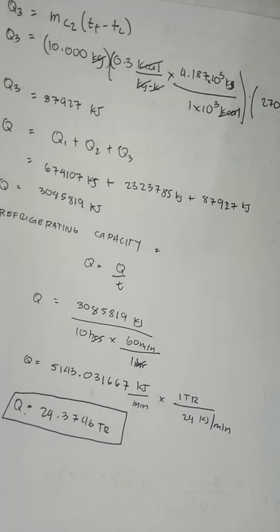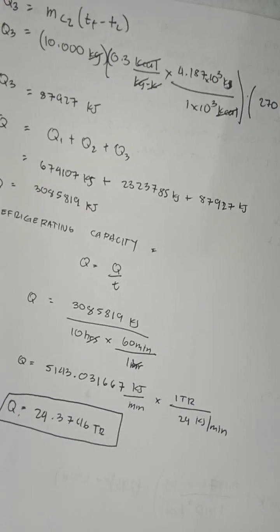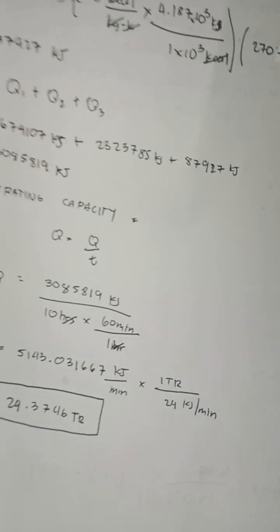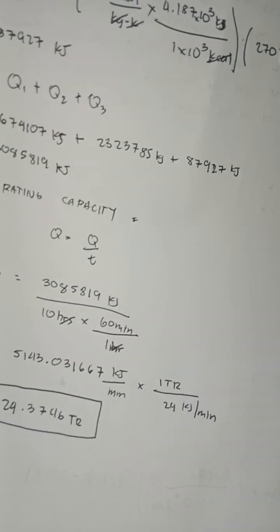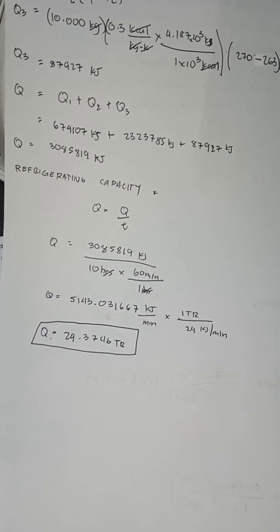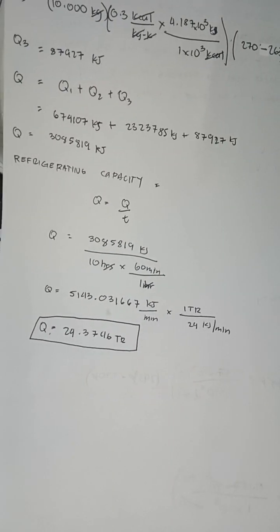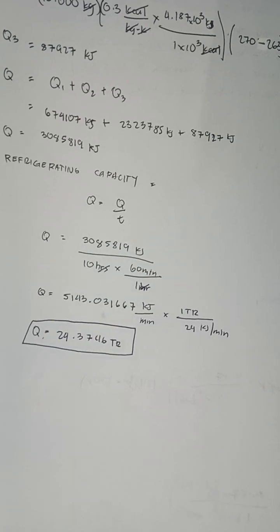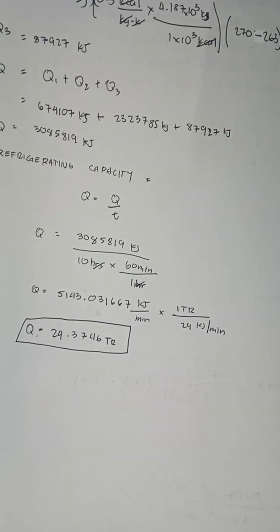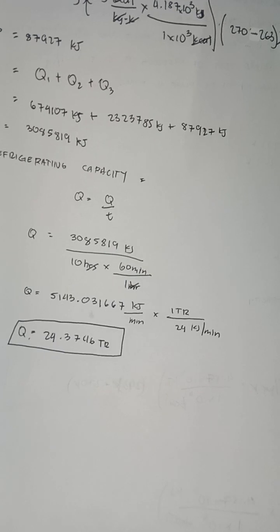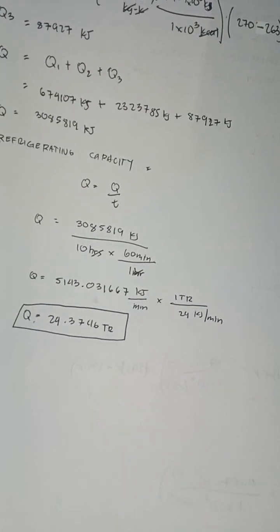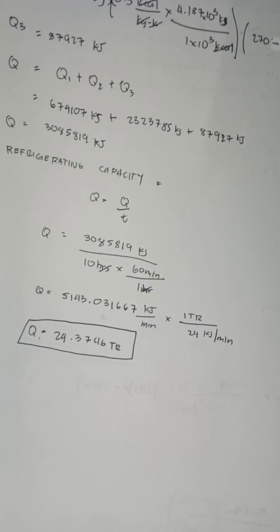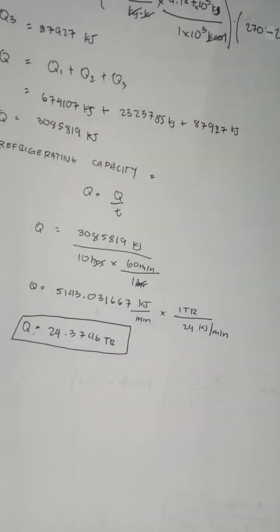Substitute 3085819 kilojoules over 10 hours times 60 minutes over 1 hour. Q equals 5143.031667 kilojoules per minute times 1 ton over 24 kilojoules per minute. The answer, Q equals 24.3746 ton.